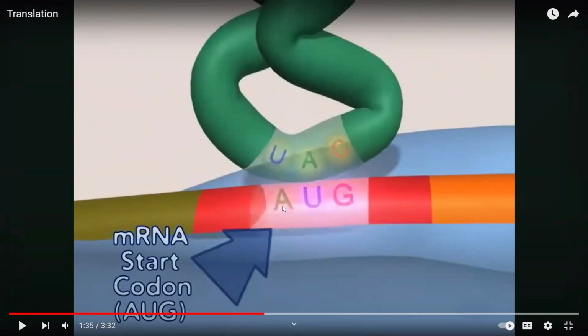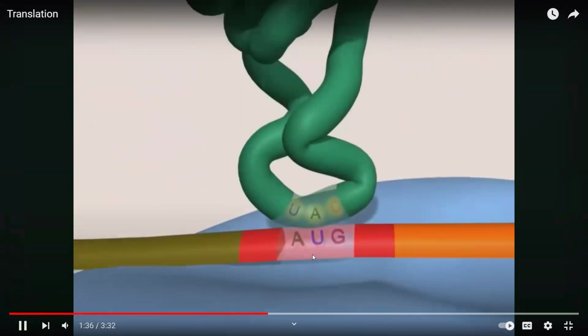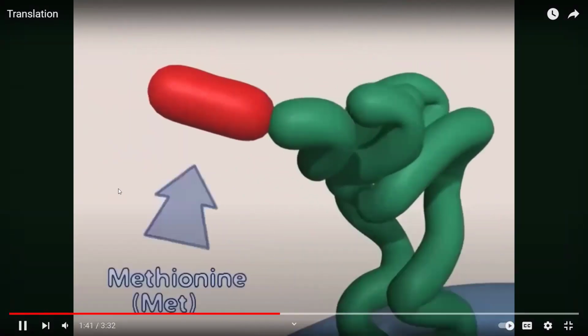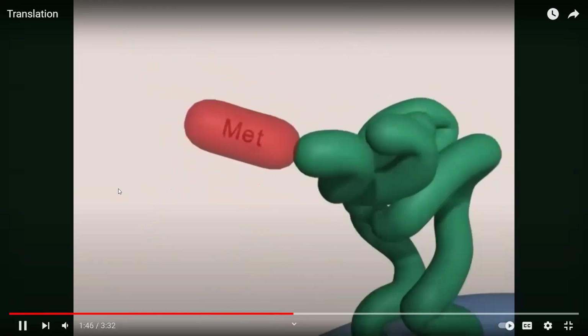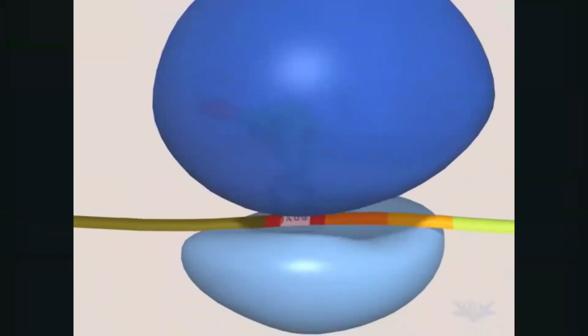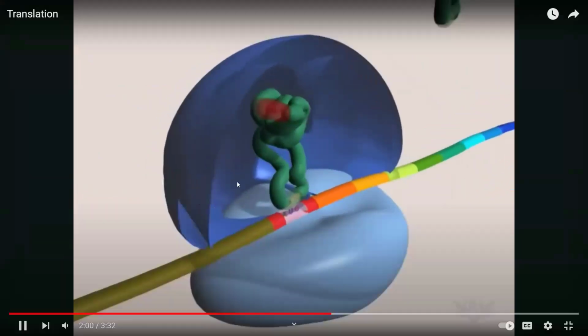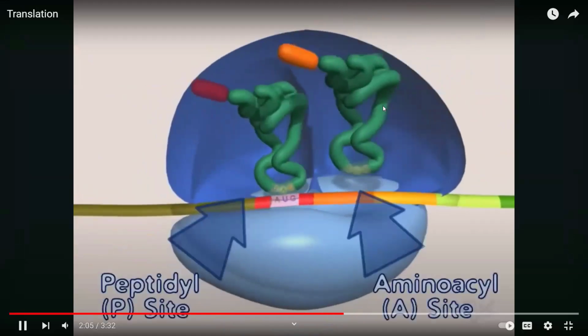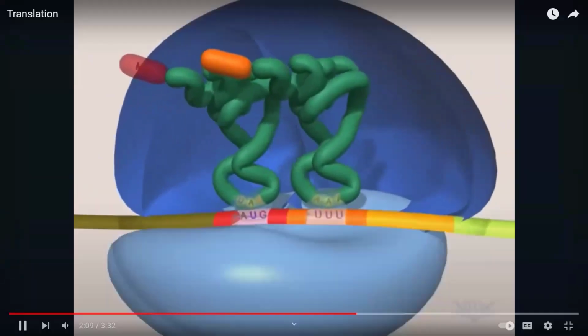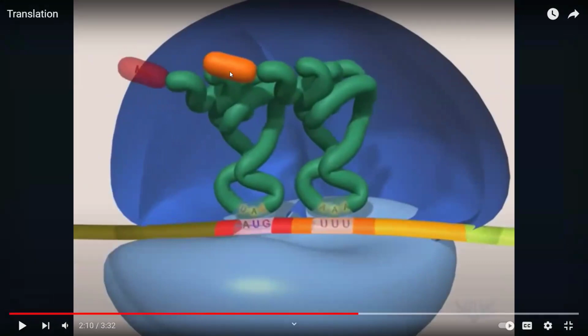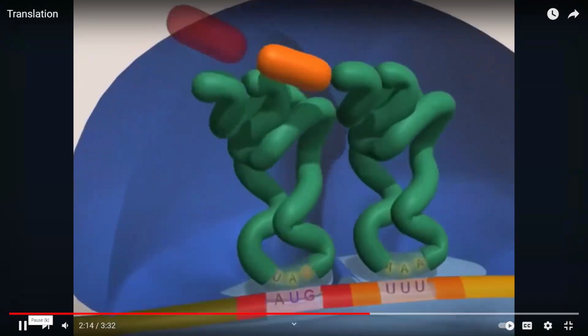We know that A is complementary to U, U is complementary to A, and G is complementary to C. In that way, they are attached temporarily here. This is the methionine amino acid, and this is the larger subunit of the ribosome. This area is called the P site. This area is called the A site. Now the second tRNA came with another amino acid. The bond is formed between these two amino acids, and it goes on like that.